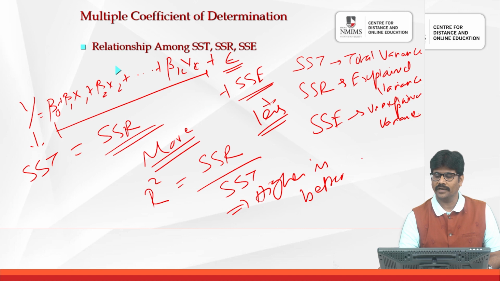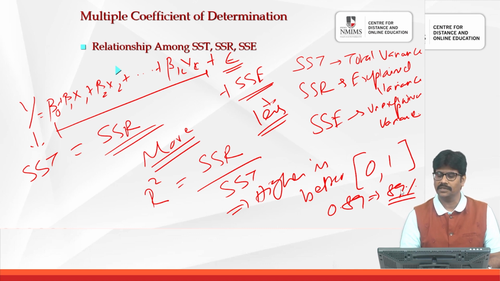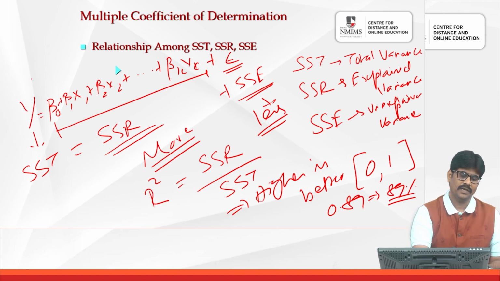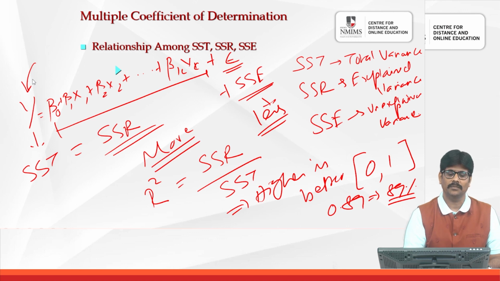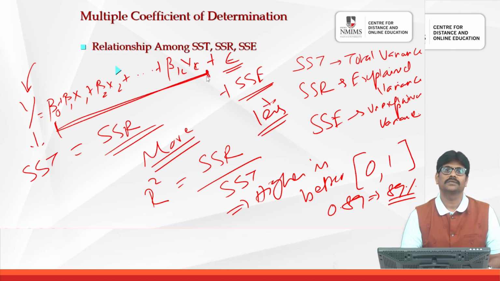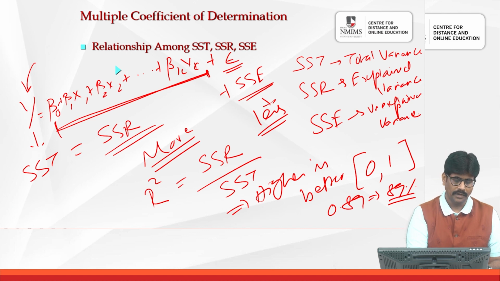R square ranges between 0 and 1. In terms of percentage also we call it, for example, if the R square is 0.89, we call it 89%. This is basically your coefficient of determination. That means 89% of the variance in the dependent variable is being accounted for by the independent variables. So, that is the idea that we need to take into account.